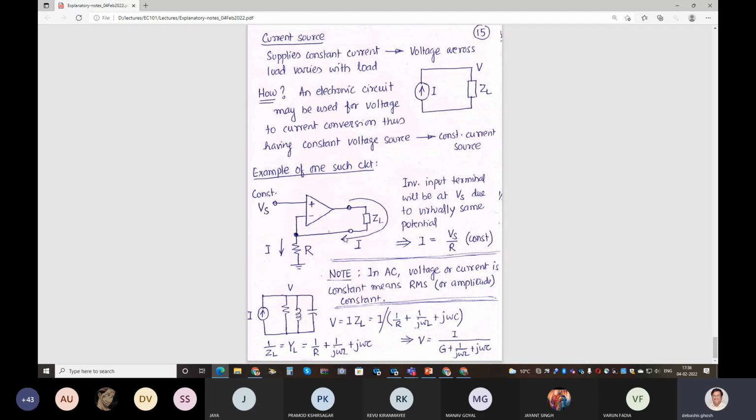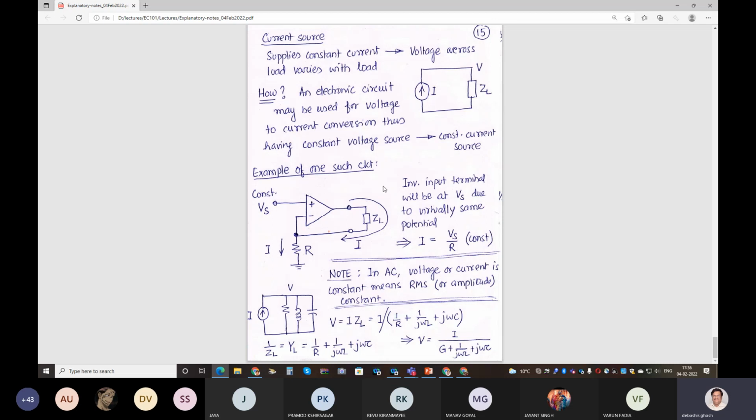Obviously, everything is considered to be ideal, and hence we are making all this. It's a simple circuit. If the op amp is non-ideal, then obviously you have to go for some other compensation to make it a perfect constant current source. But it's a simple circuit I am showing you as an example. So this is how a constant current can be generated, and that can be used as a constant current source. That is what current source means.